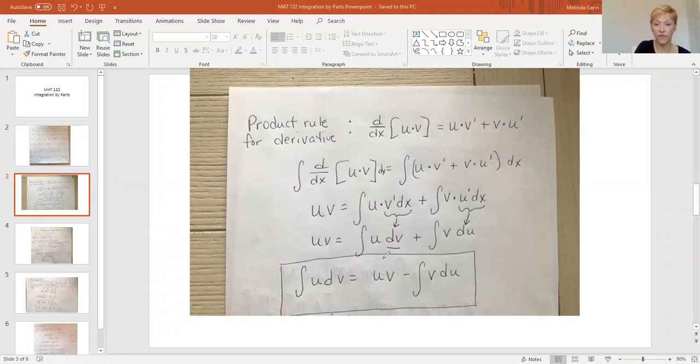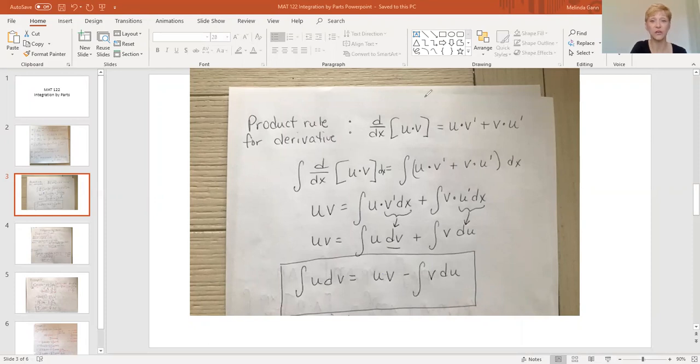Then to get this boxed formula, all I did was solve for this one. Basically, I just left this one and moved this one to the other side. So I subtracted this one from both sides. Now, this boxed formula is the one that you have to memorize. When you take your test, you'll have your book and your notes, but in Cal 3 you won't. So you do need to memorize this little formula. So the integration of u dv is u times v minus the integration of v du. So that's called the integration by parts formula.